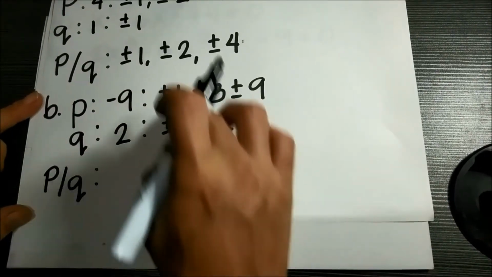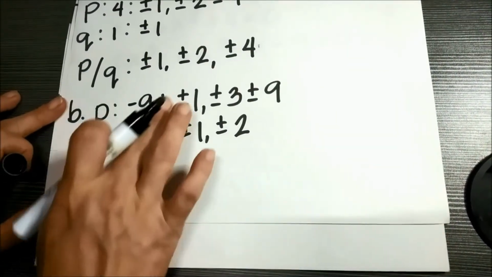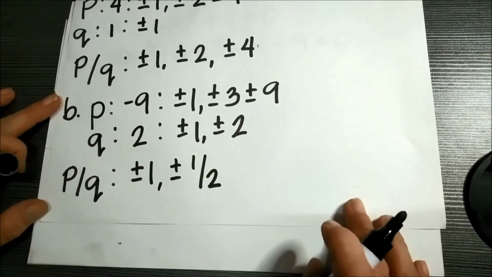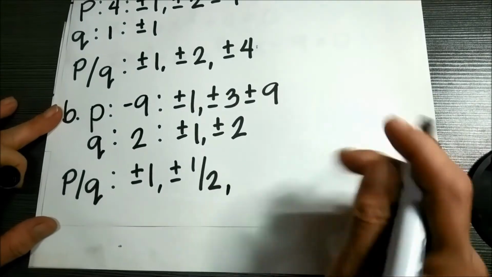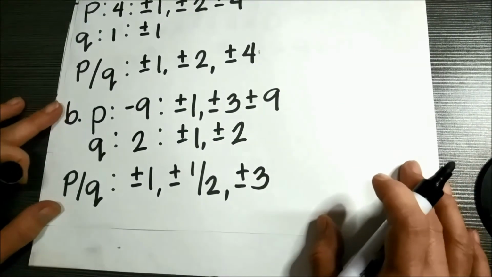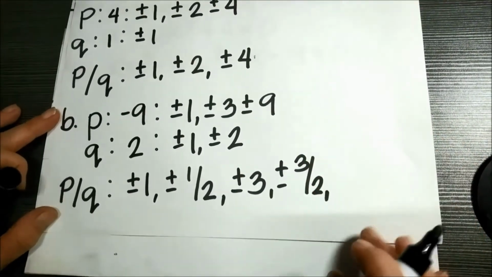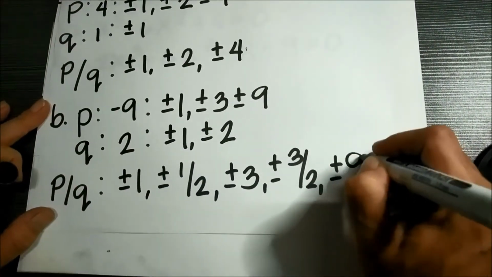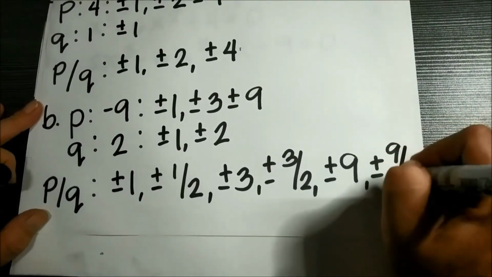Start with 1. 1 divided by 1 is positive negative 1. 1 divided by 2 is positive negative 1 half. Now, you are done with 1. Tapos na tayo dyan. Punta naman tayo kay 3. 3 divided by 1 is positive negative 3. While 3 divided by 2 is positive negative 3 halves. Then, proceed with 9. 9 divided by 1 is positive negative 9. While 9 divided by 2 is positive negative 9 over 2.